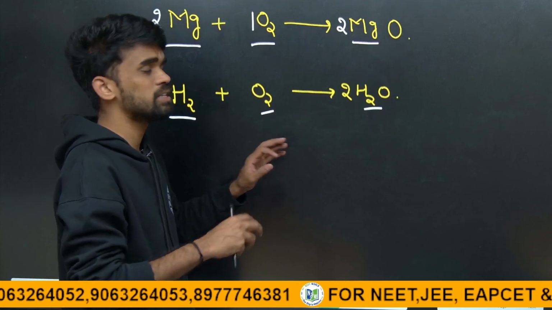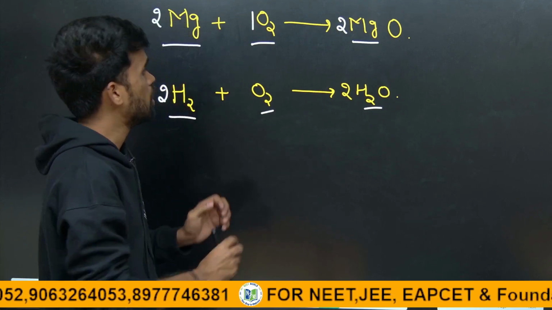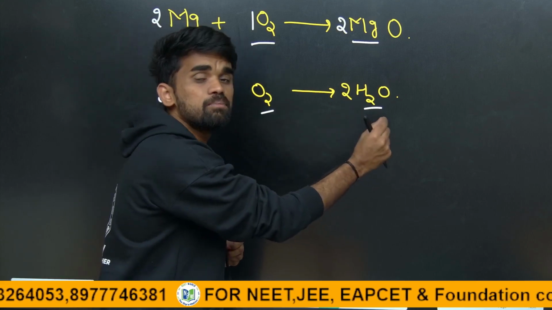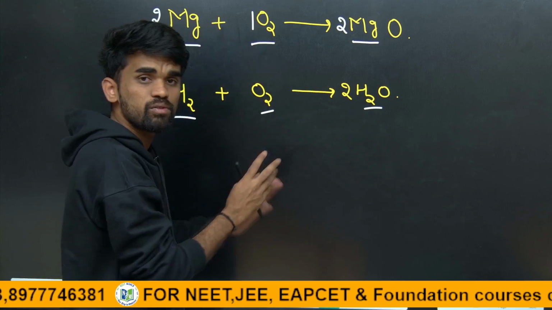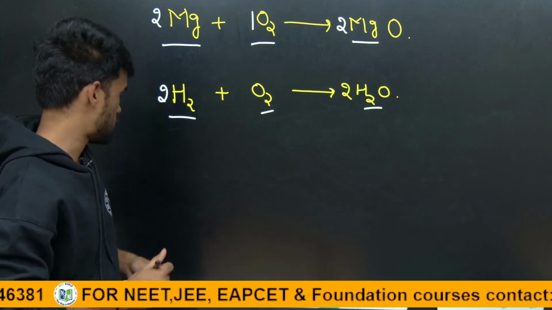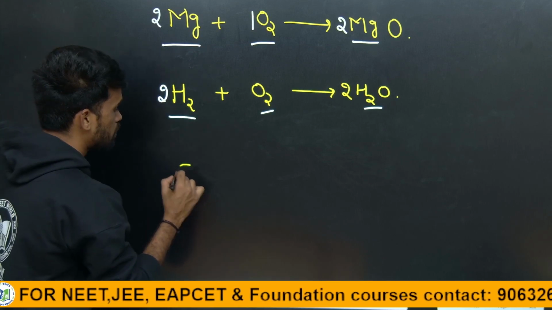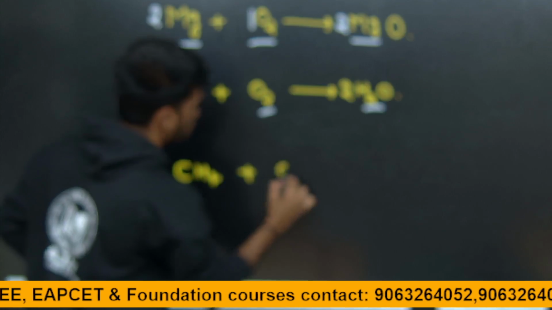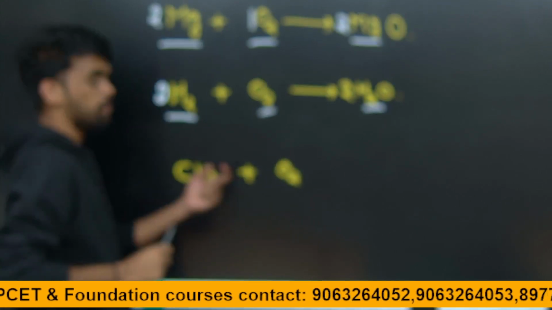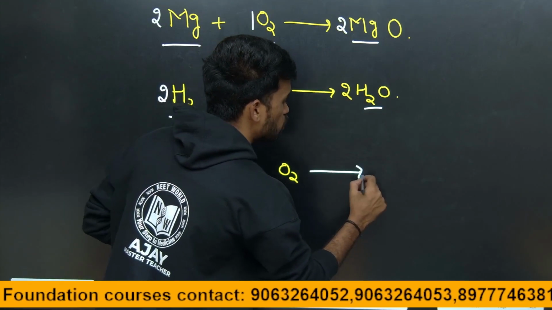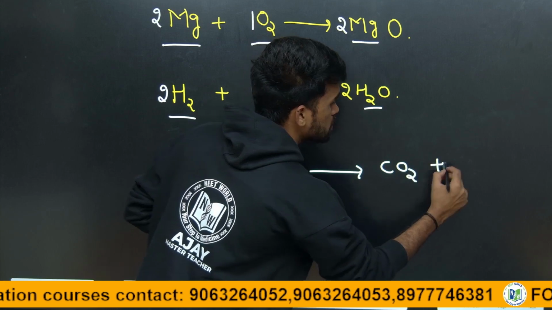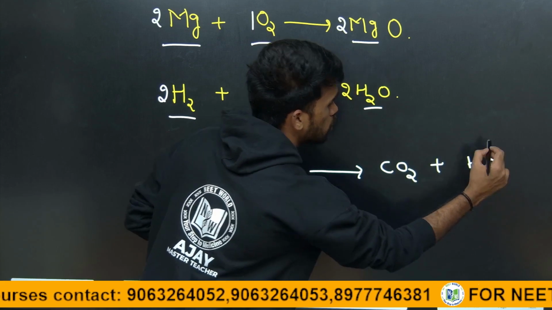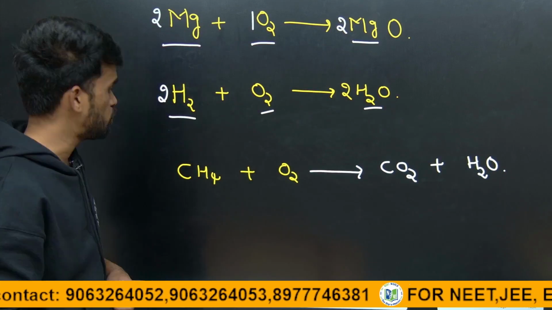So you can follow, this is a hit and trial method. It means you find the number required, and multiply with that number so that the equation will get balanced. So give a try for this equation: methane plus O2. Methane upon combustion produces, let us say, CO2 plus H2O. So will you try to balance this equation?